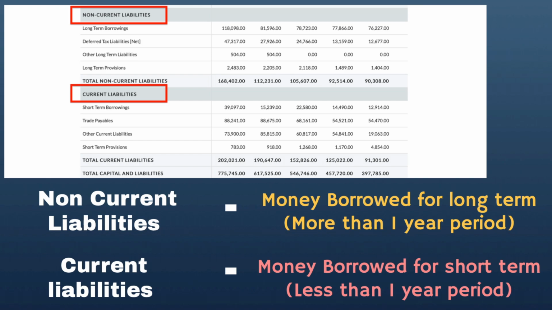Next, in the liability section, you have two main things: non current liability and current liability. Non current liabilities are your long term liabilities, which are basically for more than 1 year, and current liabilities are your short term liabilities, which are basically anything less than 1 year. Now, let's start with non current liability.